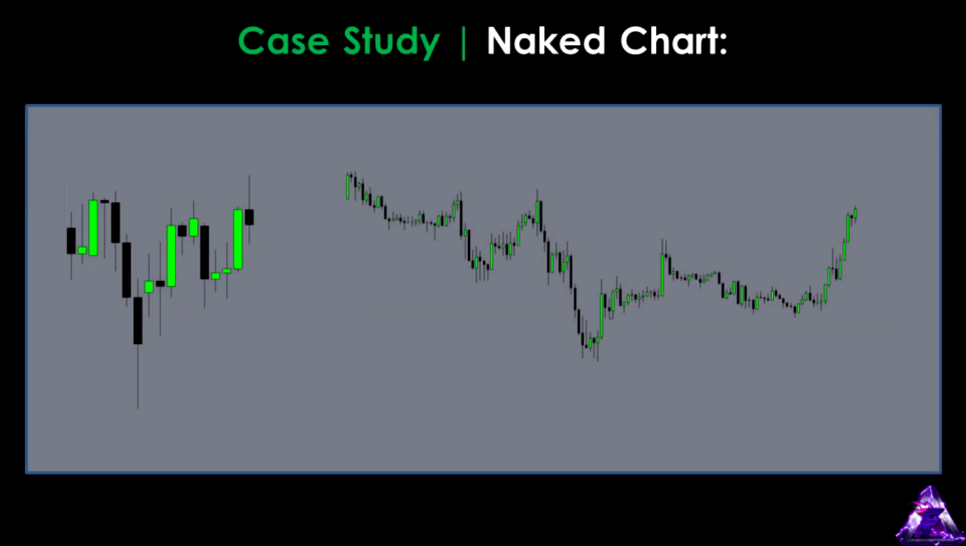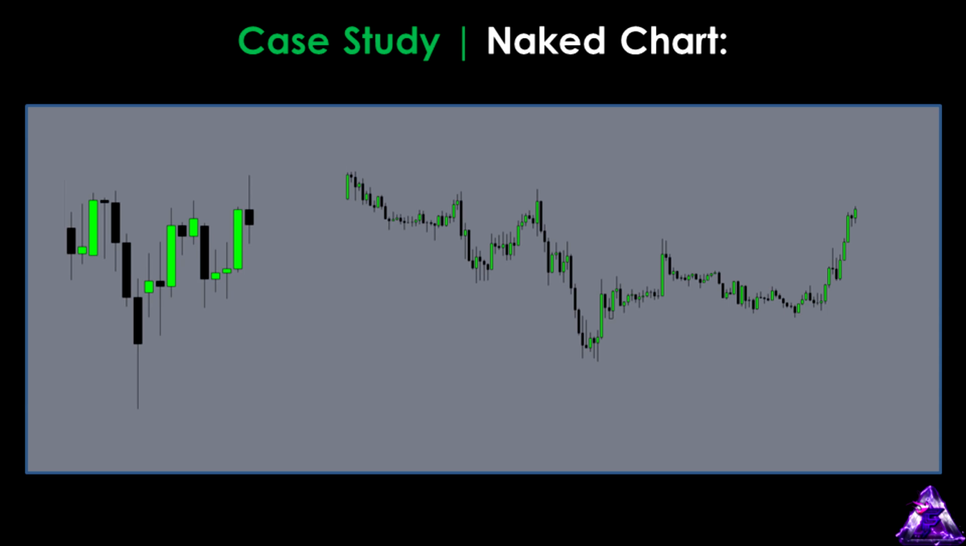Moving on to the next slide, you can see this price action on the chart. This is a naked chart. We're going to use it as a case study to analyse how we execute precise and accurate turtle soup entries. We'll apply the concepts that we discussed earlier, step by step, to break down the setup.